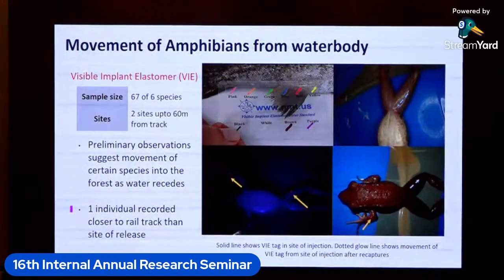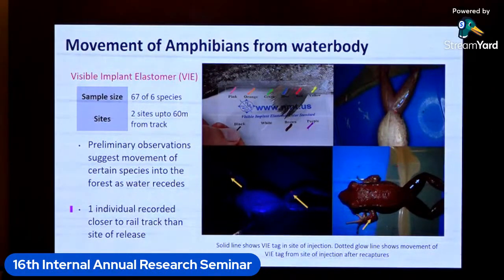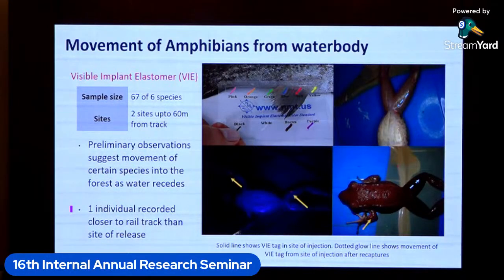We also tagged amphibians with visible implant elastomer tags, so as to observe their movement from the water bodies. And the study is currently ongoing, and we observed that certain amphibians are moving 10 to 20 meters from their release site. We also recorded one frog which went closer to the railway track than its site of release.